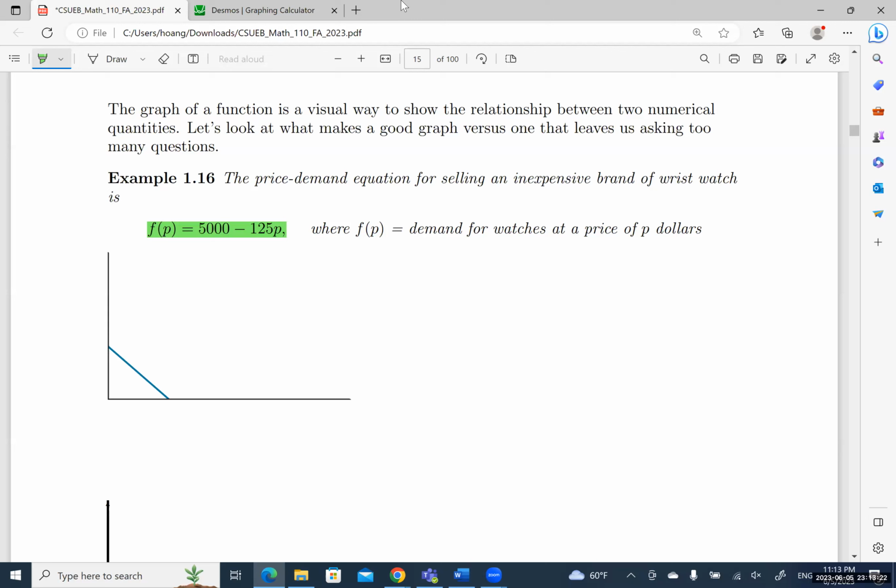Now, look at the first one. Do you think this one can be acceptable if you show the boss, right? I mean, absolutely no, right? Because would you understand what this is? No, right? So what is wrong with this graph?